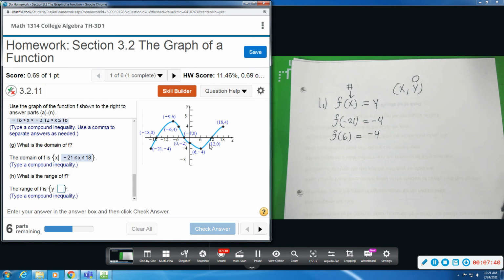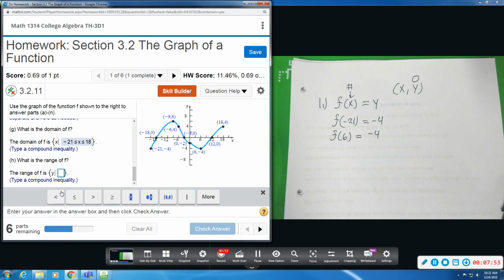The range looks at the y direction from bottom to top. You always go smallest to largest. So the smallest point, the furthest to the bottom we get is negative 4. It's 2 points, but it doesn't matter. We just want to know the lowest point. So our range goes down from negative 4, which also is less than or equal to all of your y values, that's the variable, and that is going to be less than or equal to the highest point. So the highest point is a y value of a 6.